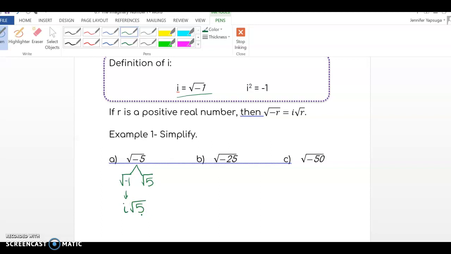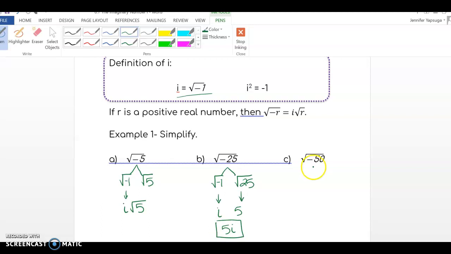Alright, so go ahead and pause and see if you can answer B and C on your own. Okay, so let's go ahead and break the square root of negative 25 into two different components, the square root of negative 1 and the square root of 25. So this now becomes i, and this becomes 5. So therefore I can just rewrite it as 5i as my answer.